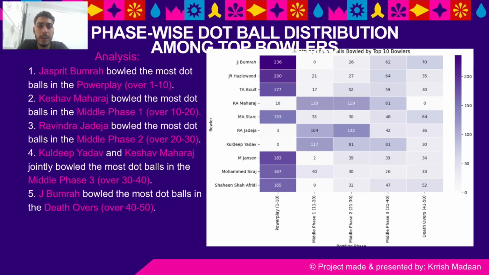Next we move on to the phase-wise dot ball distribution among the top bowlers, and for this I have made a heat map to analyze this trend. From this, five conclusions can be drawn. Jasprit Bumrah bowled the most dot balls in the power play. Keshav Maharaj bowled the most dot balls in the first middle phase. Ravindra Jadeja bowled the most dot balls in the second middle phase. Similarly, Kuldeep Yadav and Keshav Maharaj jointly bowled the most dot balls in the third middle phase. And to conclude, Jasprit Bumrah bowled the most dot balls in the death overs.